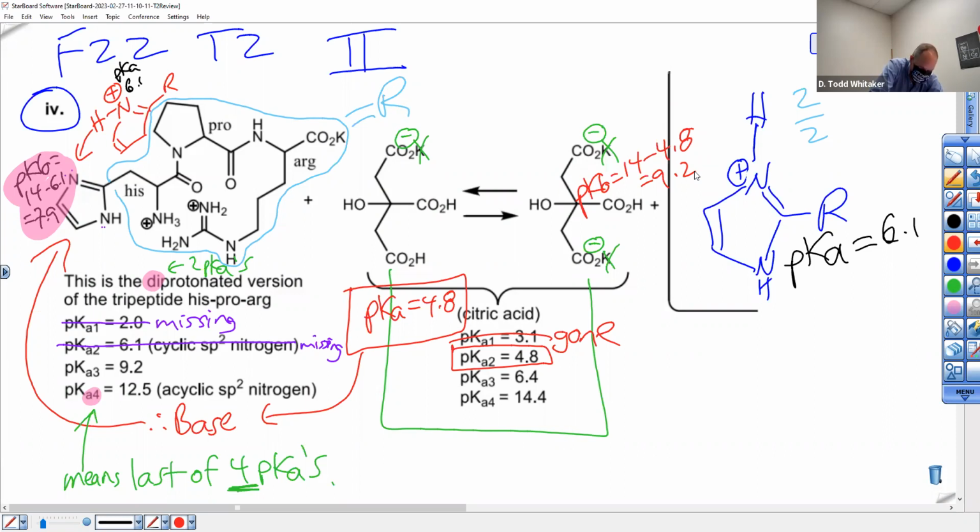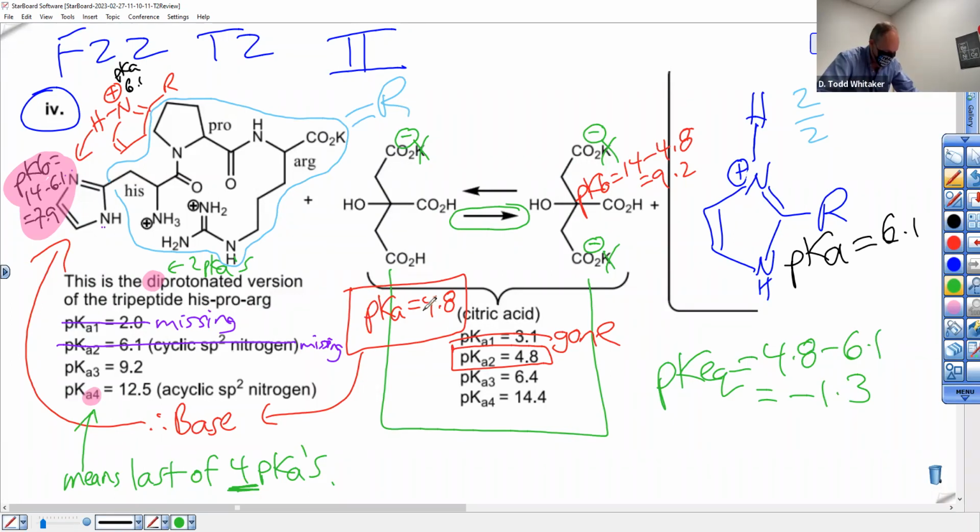pKa's, pKb's, connected pairs, pKeq's. Left acid, 4.8. Right acid, 6.1. Negative 1.3, right? How do you know you're circling this arrow? Yeah, 4.8 is more reactive. We go away from that. 6.1, less reactive. We go towards that. Smaller, bigger arrow that points that way. What about Keq? Yeah, verifies what you just circled, doesn't it? I have more than 10 times as much product as reactants. That's what that says.